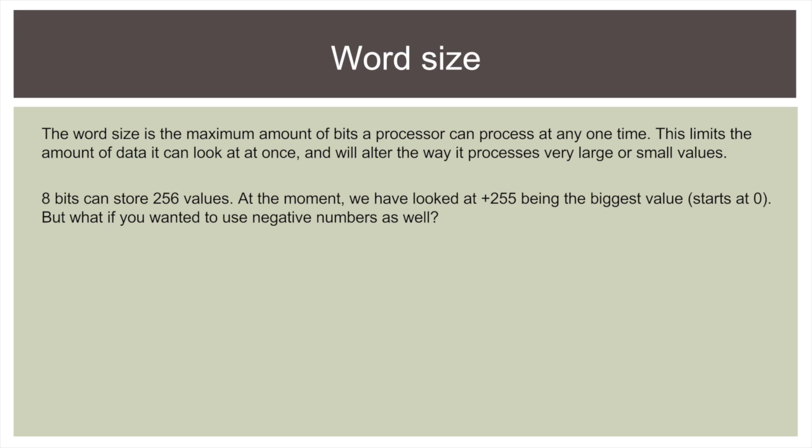So first thing we want to talk about is the word size. Word size is the maximum amount of bits a processor can process at any one time, and this limits the amount of data it can look at once, and will alter the way it processes very large or small values.